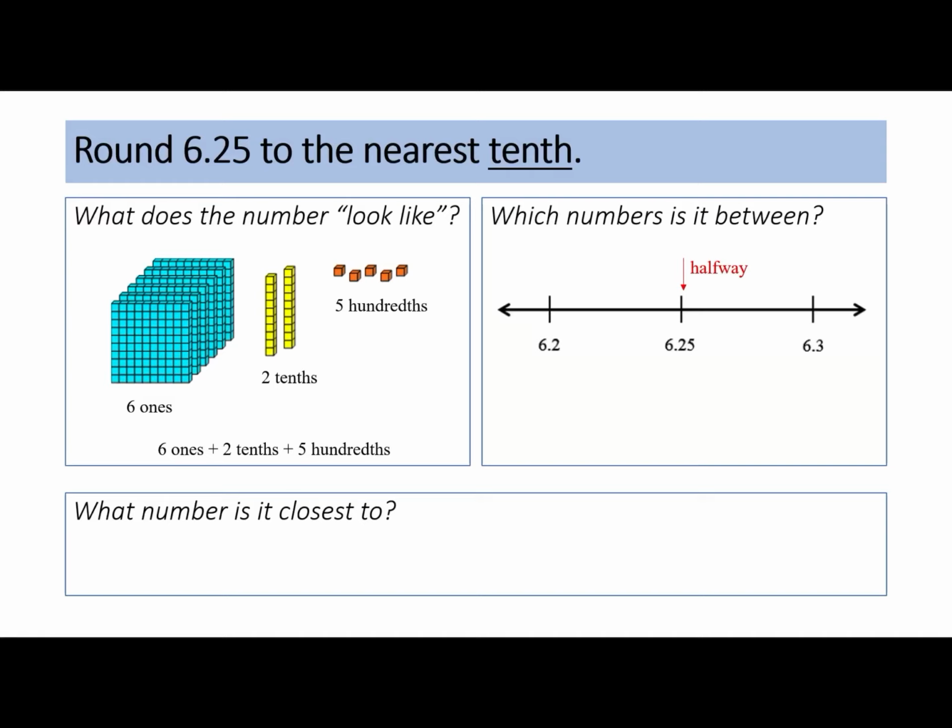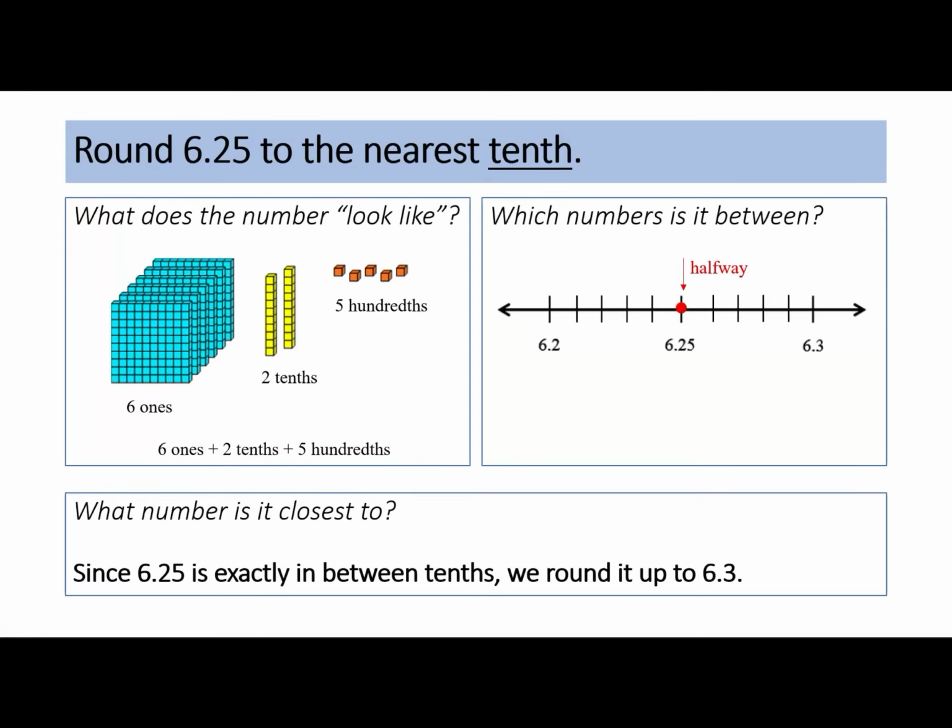You can divide the number line into 10 equal pieces called hundredths to help you label 6 and 25/100ths. I can see that 6 and 25/100ths is 5/100ths less than 6 and 3/10ths, and 5/100ths greater than 6 and 2/10ths. When a number you are rounding is the same distance from each benchmark number, you always round up. So 6 and 25/100ths rounds to 6 and 3/10ths.